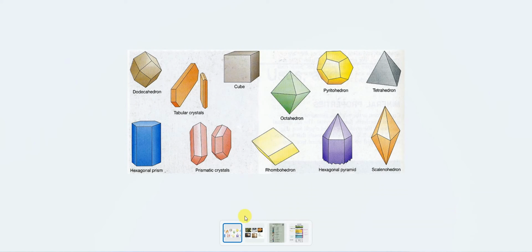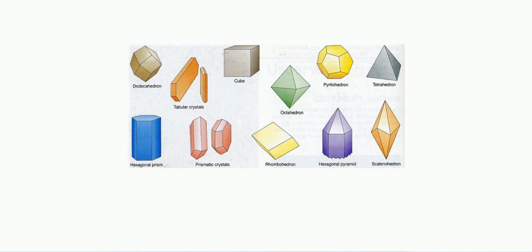As I told you, each mineral has a definite internal molecular structure and a definite crystal form. These are some examples of crystals found in minerals. Some of the minerals may have a cuboid shape or a cube shape.